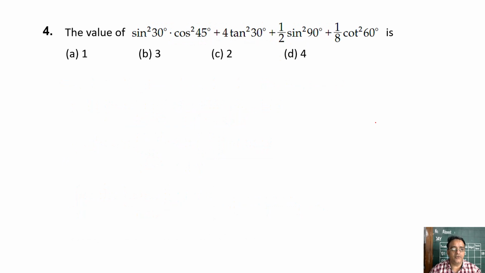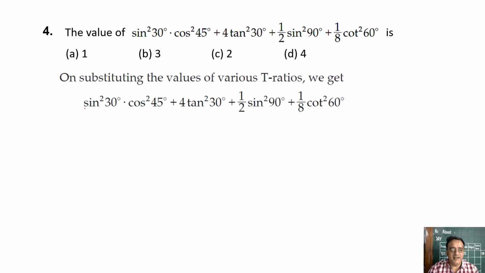Now we are moving toward question number 4. The value of sin square 30 degree cos square 45 degree plus 4 tan square 30 degree plus 1 by 2 sin square 90 degree plus 1 upon 8 cot square 60 degree is. Here also, in this question, we will substitute the values of trigonometric ratios first.